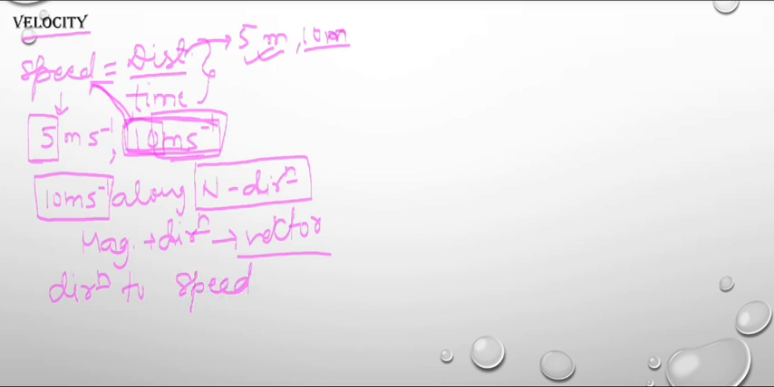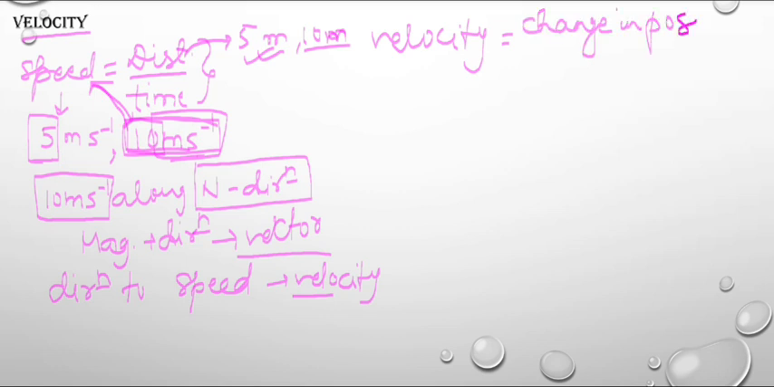when we give direction to speed, this becomes velocity. And how will we define velocity? Velocity is change in position with respect to time. This can be written as change in position with respect to time. When we talk about with respect to time, we are talking about dividing it by time, or the rate of change of position.